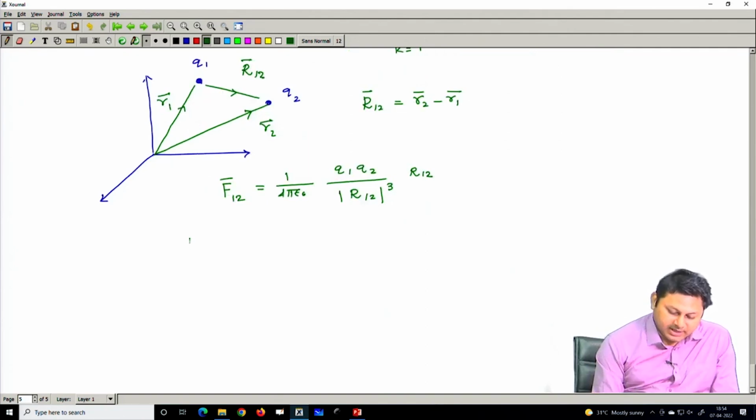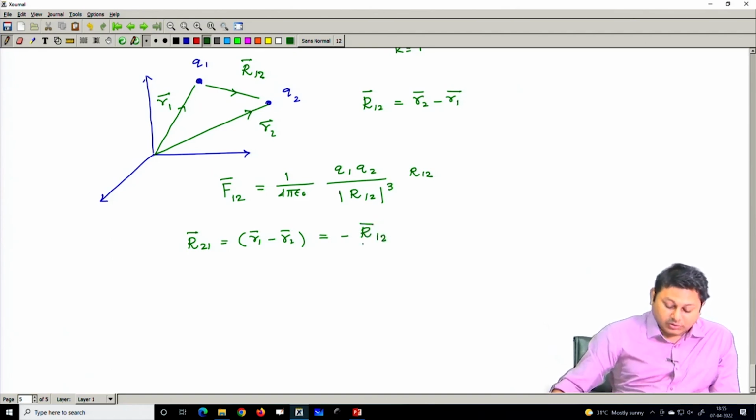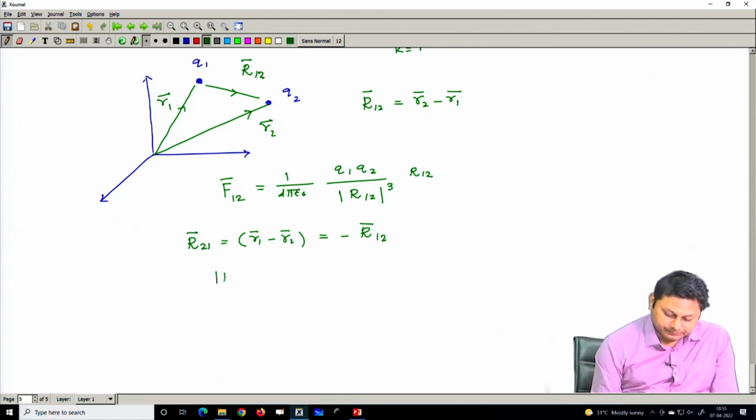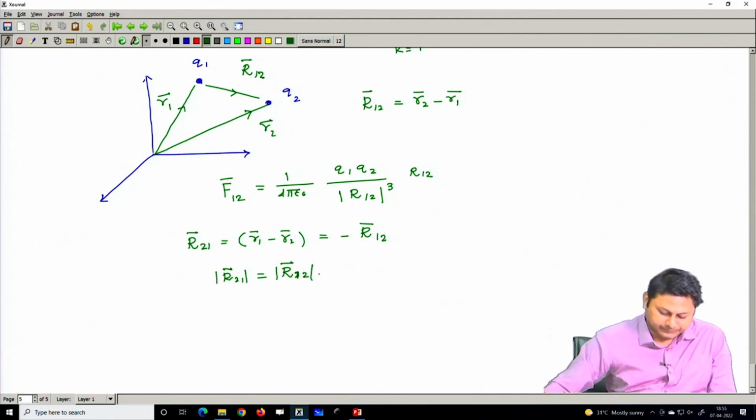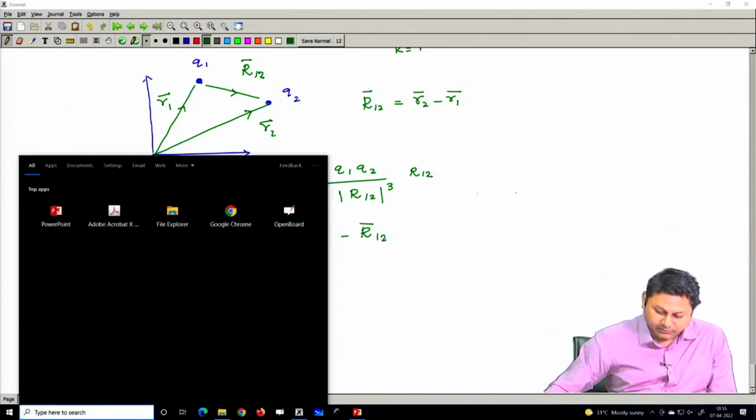Now, you can check that r21 is simply r1 minus r2, which is minus of r12. So, the magnitudes are the same. The magnitude of r21 and r12 is the same, it is obvious.